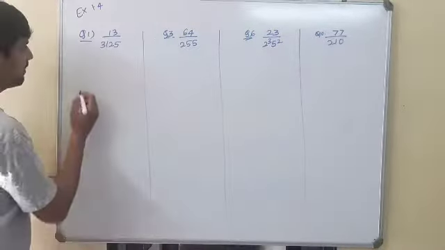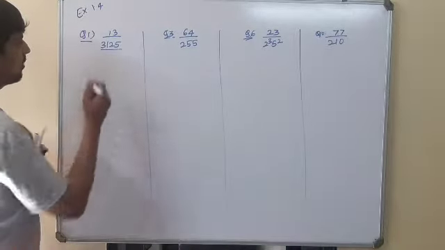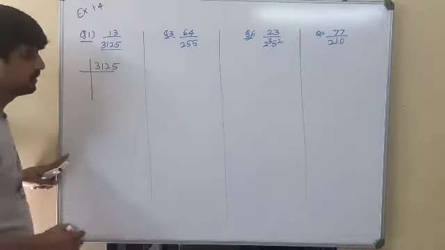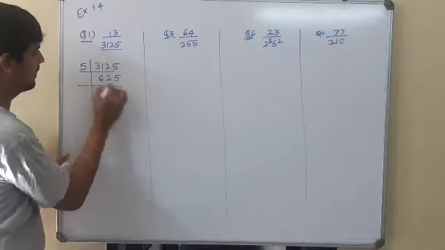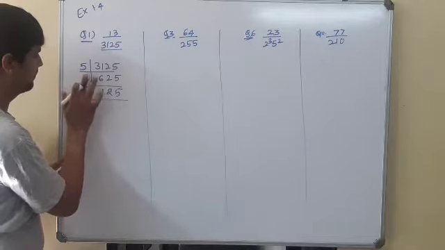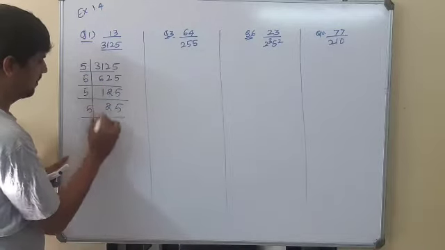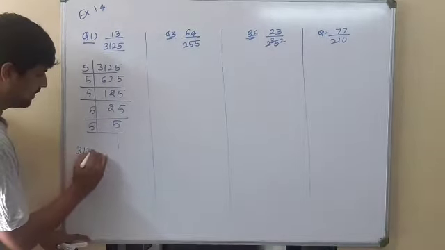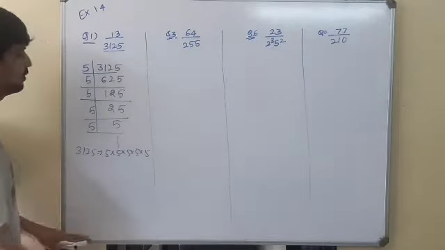So for that, we have to prime factorize the denominator. Here in this question, the denominator is 3125. So we will prime factorize the denominator 3125. So here we can see 3125 is having a prime factorization 5 into 5 into 5 into 5 into 5.